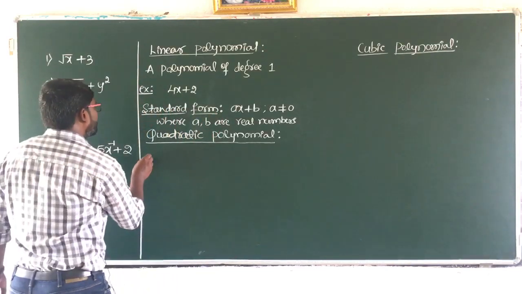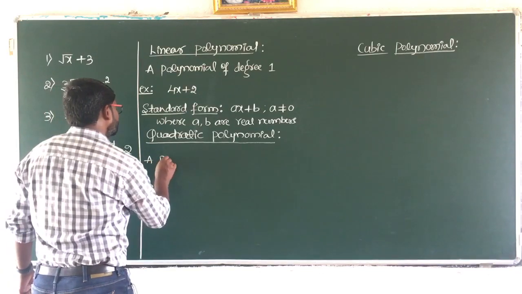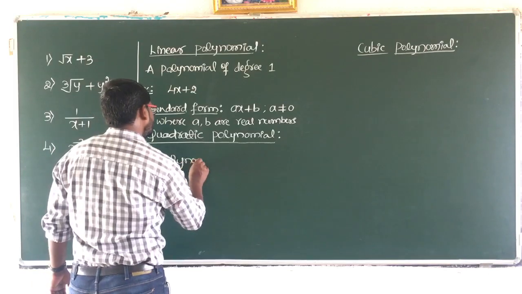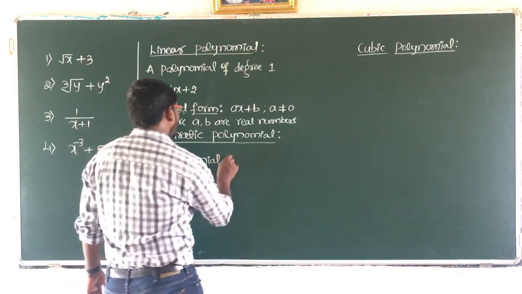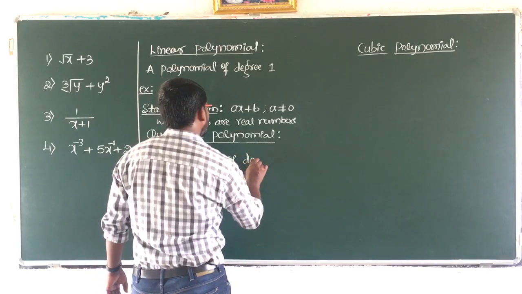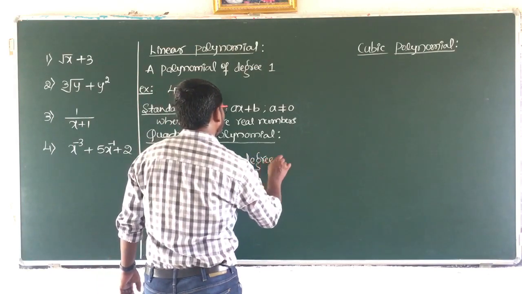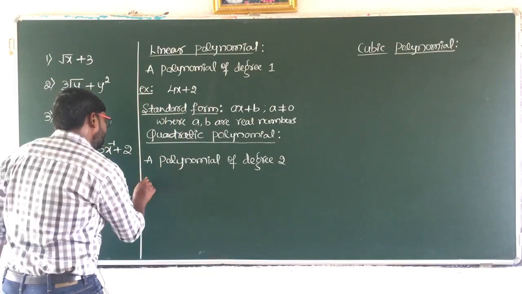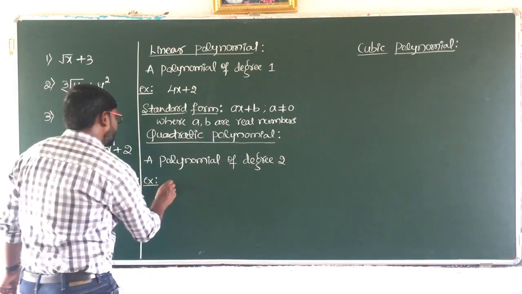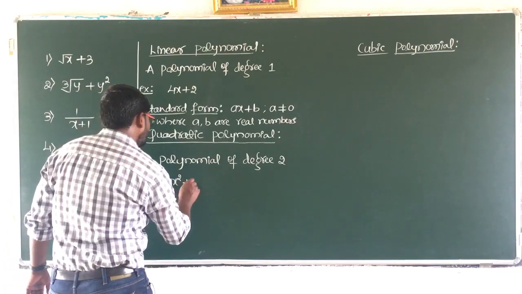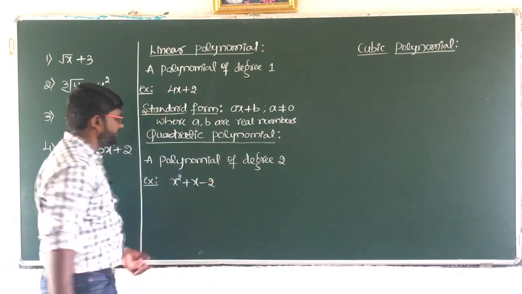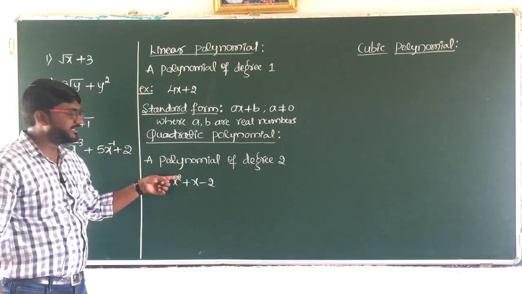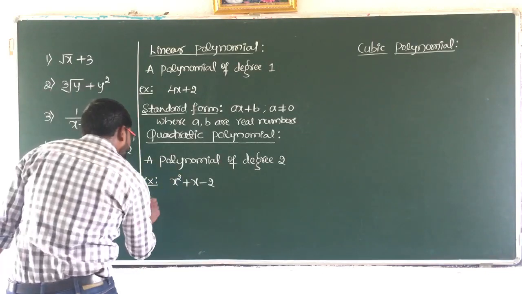So now see here, a polynomial of degree 2 is called a quadratic polynomial. And then we'll give an example for this: x square plus x minus 2. This is an example of a quadratic polynomial because the highest power of the variable is 2. Then now I'll go for the standard form.